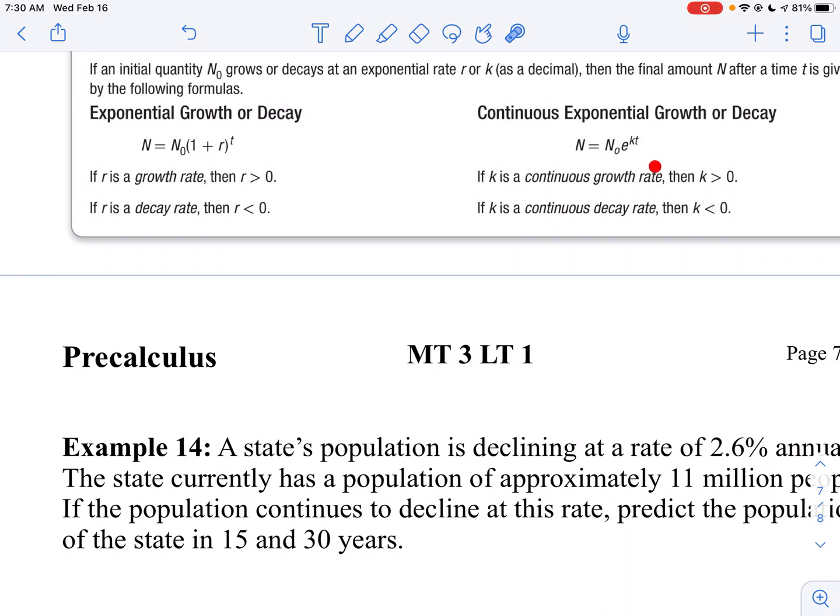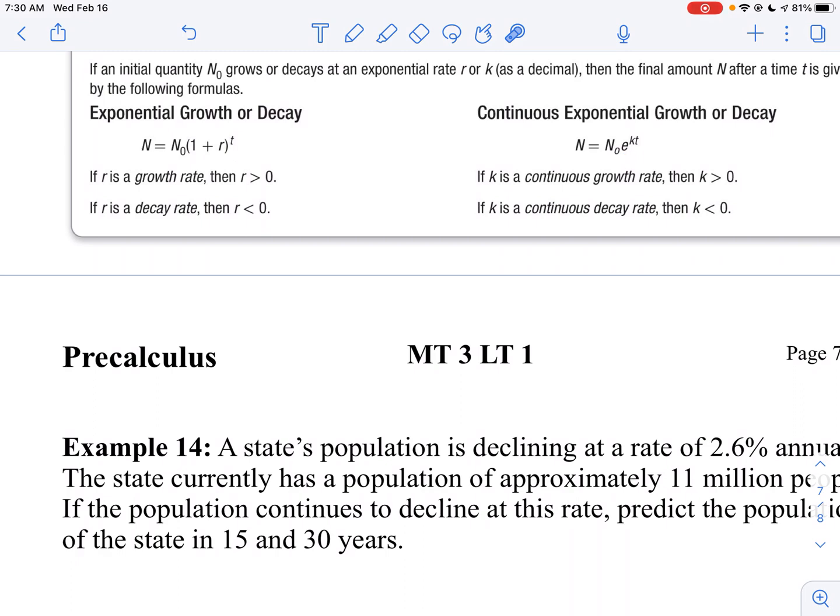And then we have also a formula for continuous exponential growth and decay. If it's continuously growing or decaying exponentially, then we'll use this formula, where K is going to be your interest rate, your rate of exponential growth or decay. And it'll be negative if it's decaying.